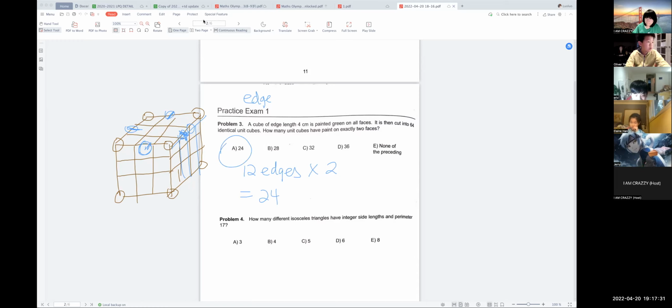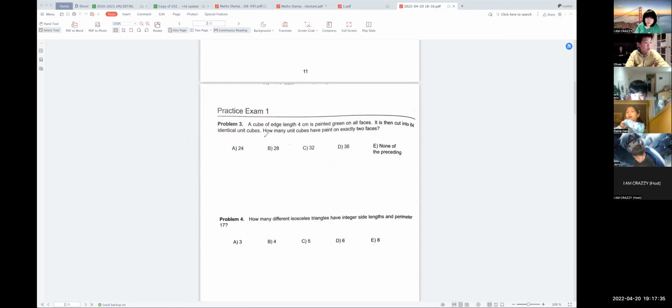So it's 24 of the cubes that have exactly 2 faces. Get it, everybody? So now for the same question, let me ask you. How many unit cubes have painted exactly 1 face and 3 faces? So that is another question I want you to think about.